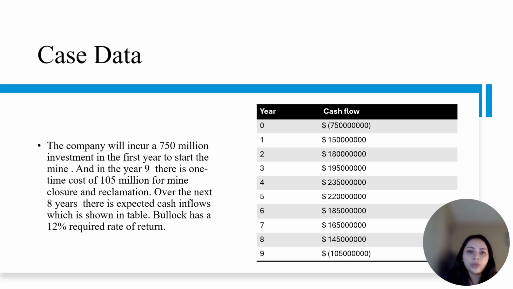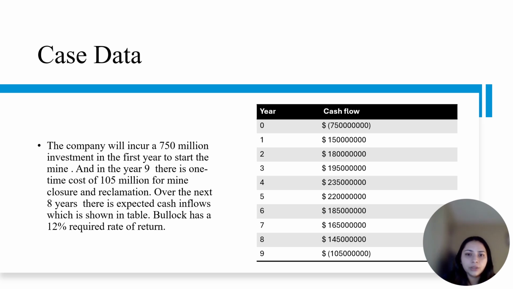So in this case we have the following data. The company will incur a 750 million investment in the first year to start the mine, which is the initial investment of the company, and over the next 8 years the mine is expected to generate significant revenue. Here we have some cash inflows from year 1 to year 8.